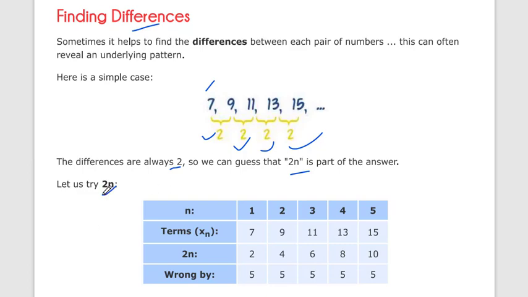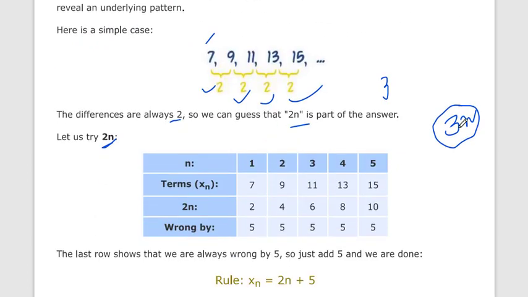Now first of all, the difference is 2. If in a sequence the difference is 3, you can guess that something like 3n is always there in the rule. So we would start with 3n if the difference between terms is 3, but here the difference is 2, so we start with 2n. So this is our term n: 1 2 3 4 5, and this is the original sequence.